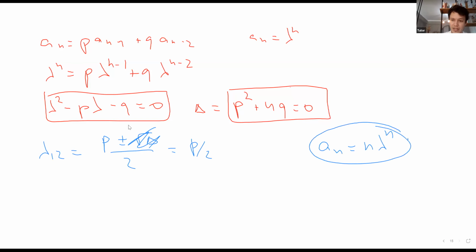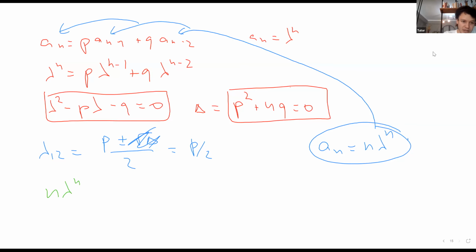So, what's happening if I take this and I plug this in here, and in here? Let's check that it works. If I were to do that, I would get a_n, so it would be n lambda to the n. Let's check that this is true. So I plug in n lambda to the n to p times (n minus 1) lambda to the n minus 1, plus q times (n minus 2) lambda to the n minus 2.